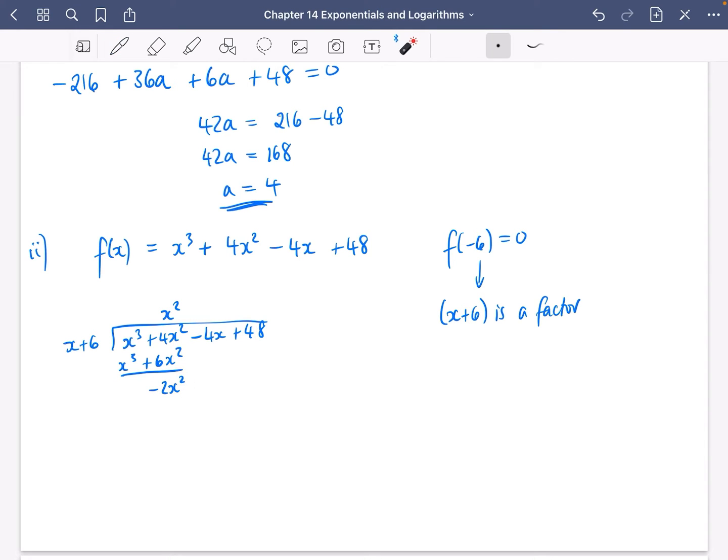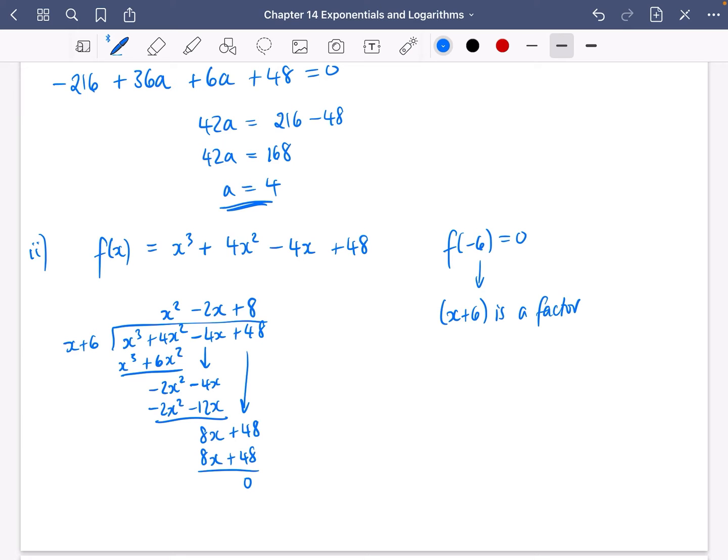And I'll do my minus 2x squared, pull down this 4x as well, and I'm going to divide the minus 2x squared by x, so I get minus 2x. I'm going to multiply through by minus 2x, so minus 2x squared minus 12x, and then I'm going to subtract. So careful here, that's minus 4 minus minus 12, that's minus 4 plus 12. So that's 8x, and I'll bring down the 48. And then I'm going to do the 8x divided by x, which is just 8. So I then have 8x plus 48 when it multiplies, and I get a remainder of 0, which is great.